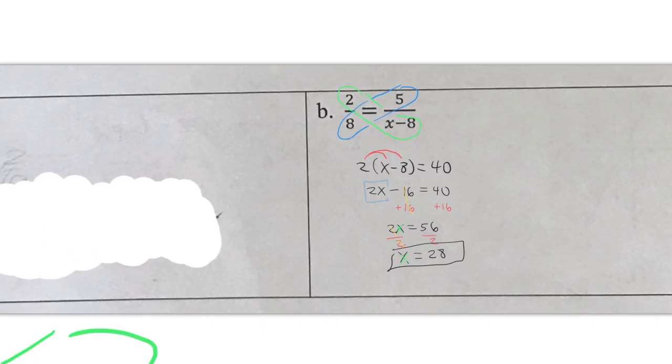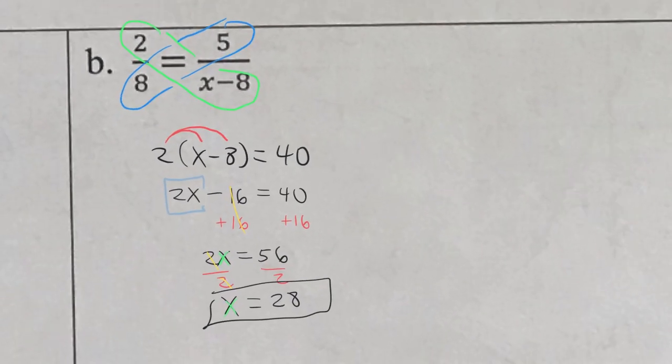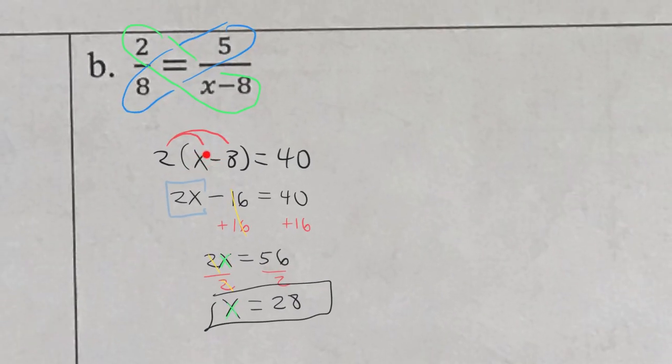Okay, so that is how you would do that one. It did sort of feature the distributive property. So we distributed the 2 into the parentheses, and we kind of took it from there. So that's how you do that one.